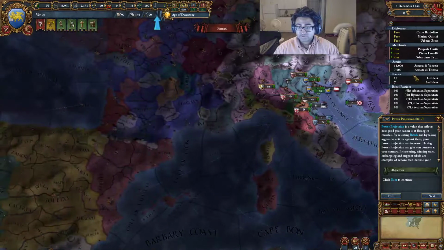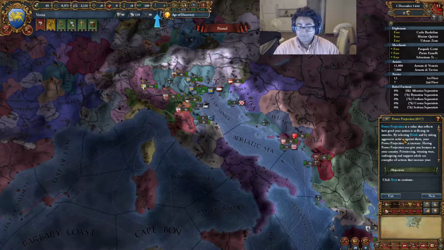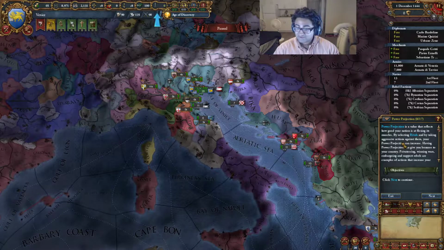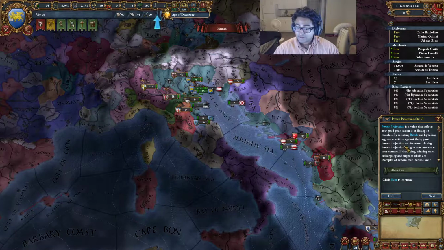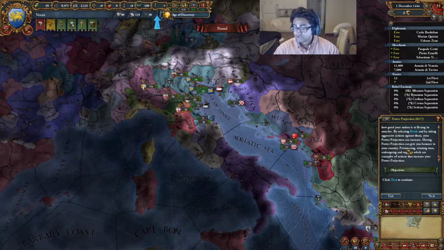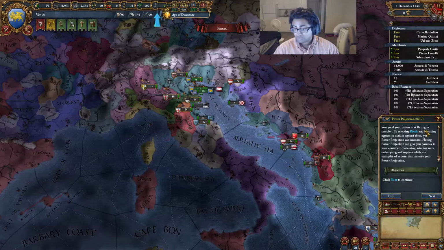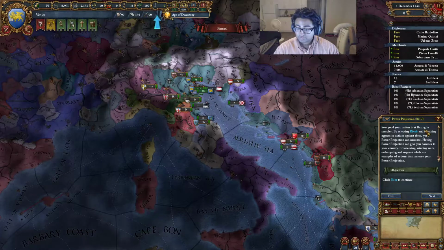Power projection is a value that reflects how good your nation is at flexing its muscles. By selecting rivals and by taking aggressive actions against them, your power projection can increase. Having power projection can give you bonuses to your country. Privateering, winning wars, embargoing, and supporting rebels are examples of actions that increase your power projection.